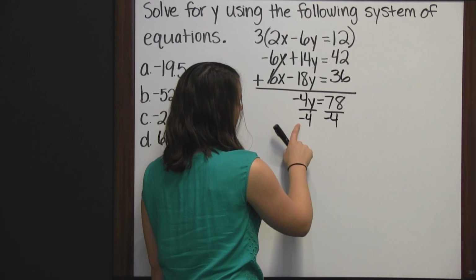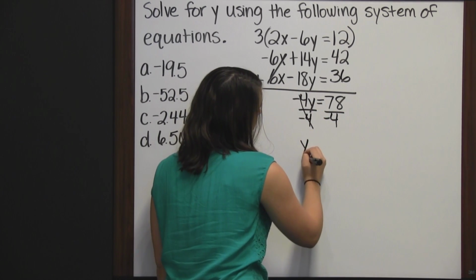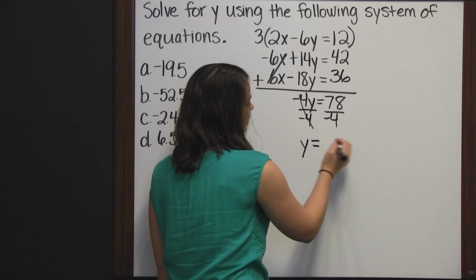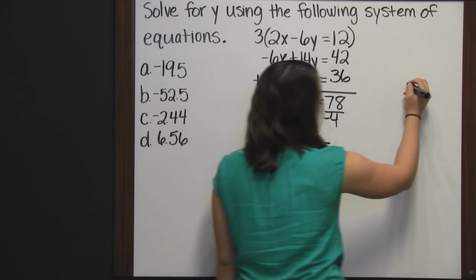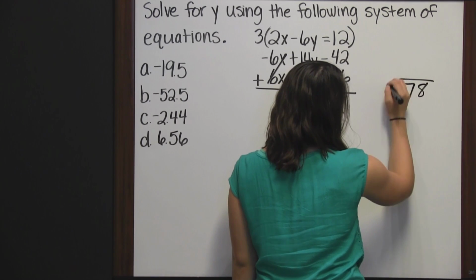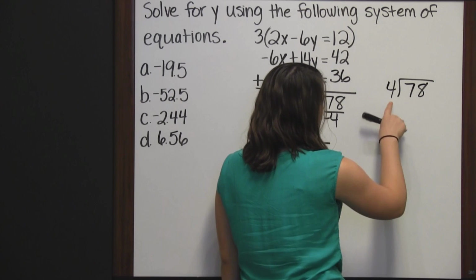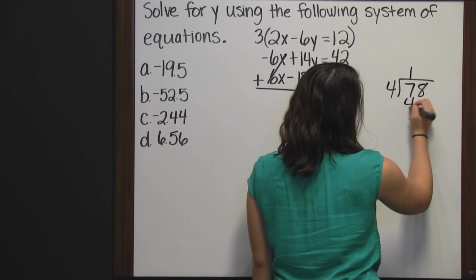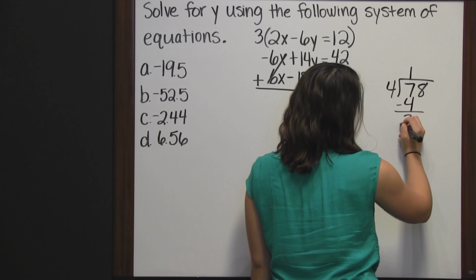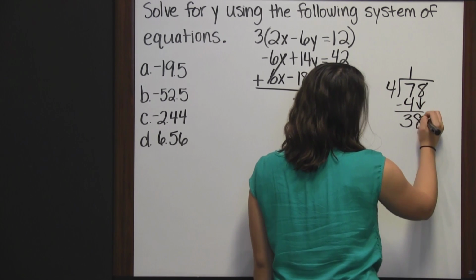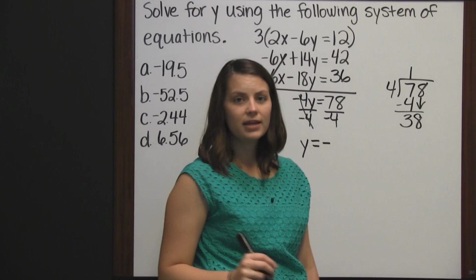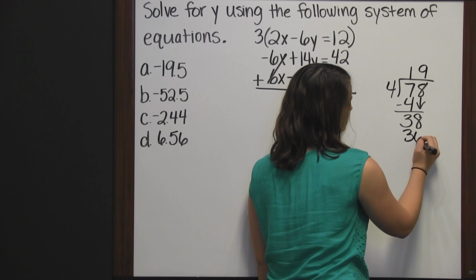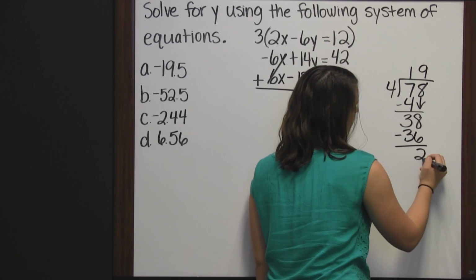Negative 14 divided by negative 14 is 1 times y is y equals a positive divided by a negative is a negative. And then I just need to go off to the side and divide 78 by 14. 4 goes into 7 one time. 4 times 1 is 4. You subtract and get 3. Bring down the 8. 4 goes into 38 9 times. 4 times 9 is 36. Subtract and you get 2.